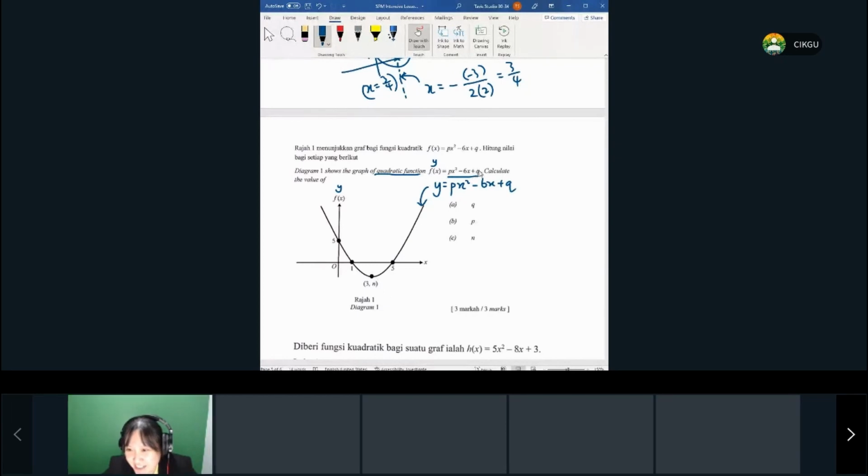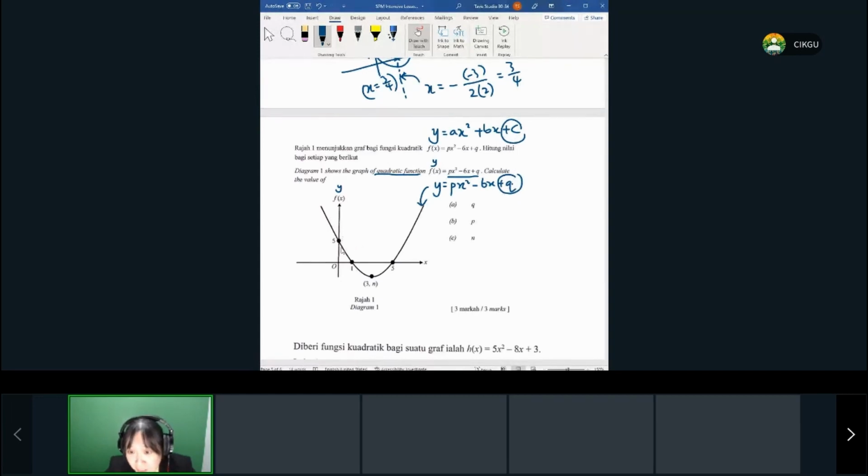First thing first. First of all, they ask you to find q, right? Anybody realize what this value of q means? If you compare to the general form y = ax² + bx + c, what does this q mean? Very good, exactly. It's the c, which is the y-intercept.